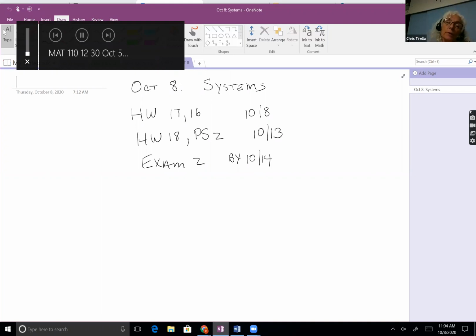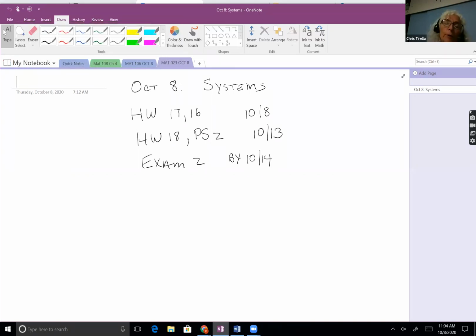Homework 16 and 17, which are on what we looked at last class, the functions and the graphing inequalities, are to be done by the end of the day today. And then homework 18, which is what we're working on today with systems of equations, and problem set 2, are to be done by the end of the day on Tuesday. Problem set 2 is a preparation for exam 2.